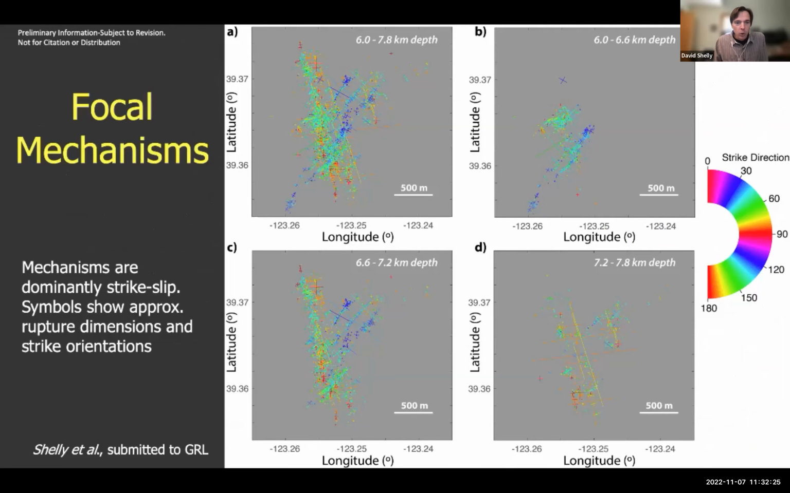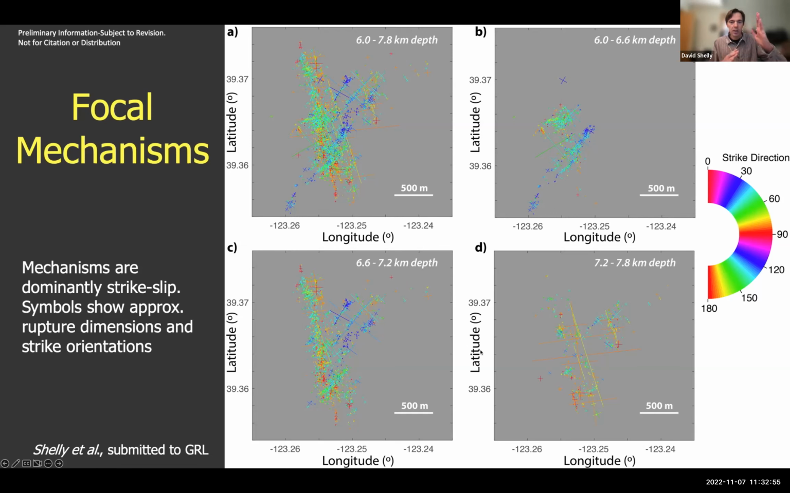Okay, so we have focal mechanisms. We can start to look at the alignment of the nodal planes, the possible fault planes from the focal mechanism, with the alignment of seismicity. So this plot is attempting to do that. The upper left shows the full depth range. The other plots show increments of depth slices through the swarm.